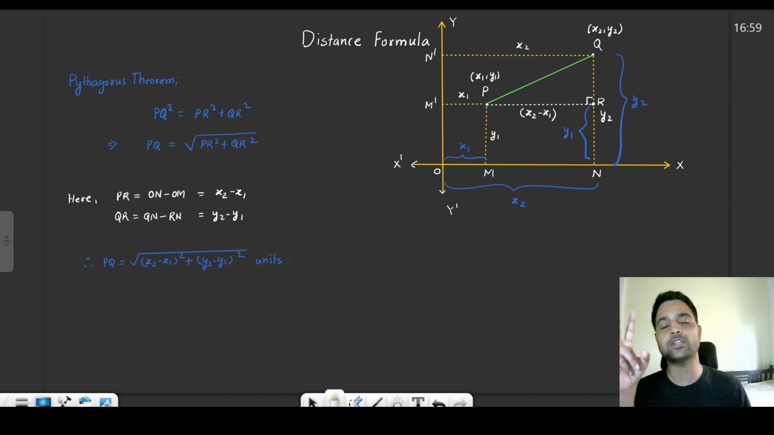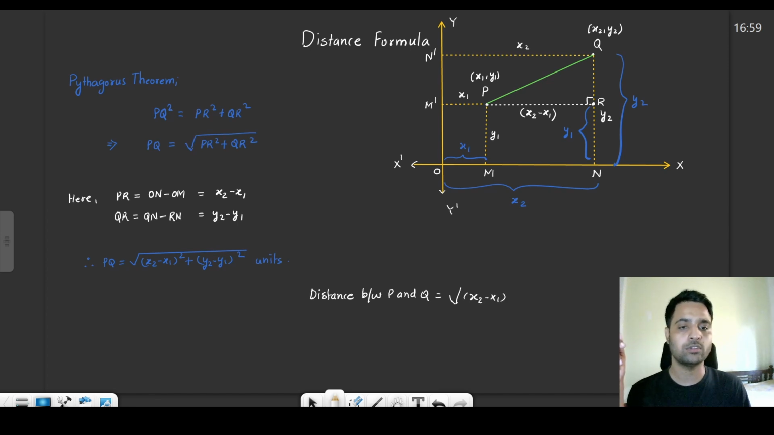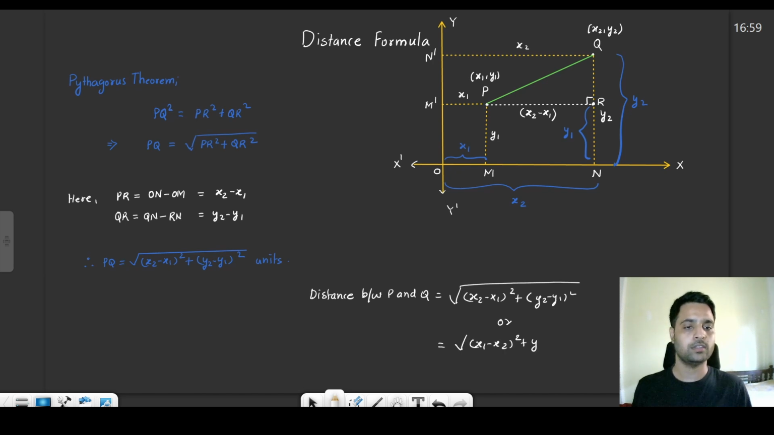So, distance formula, let me write it clearly. If there are 2 points with the coordinates x1, y1 and x2, y2, the distance between P and Q will be equal to this. You can interchange it; you can write it like this also, or you can also write it like this. They both are the same thing. They will give you the same value. It is squared. So that was the distance formula.